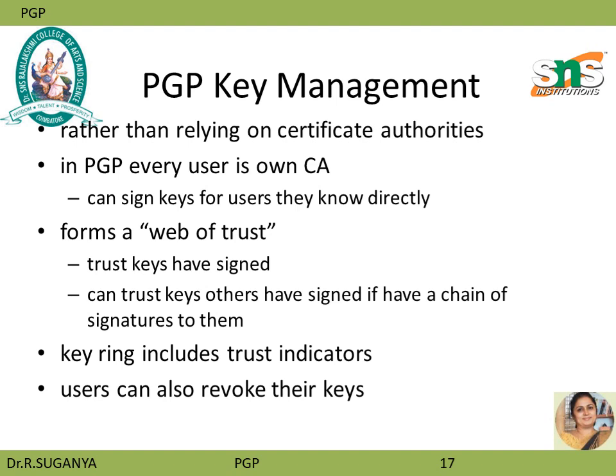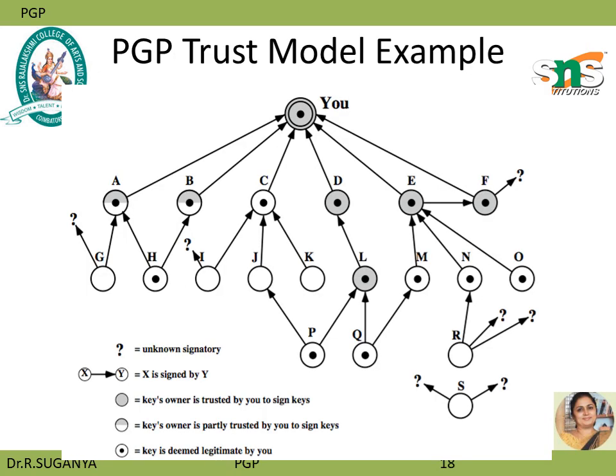Here we have PGP key management. Rather than relying on certificate authorities, in PGP every user acts as their own CA. They can sign keys for users they know directly. It forms a web of trust. Users trust keys they have signed, and can trust keys others have signed if there is a chain of signatures to them. The keyring includes trust indicators. Users can also revoke their keys.